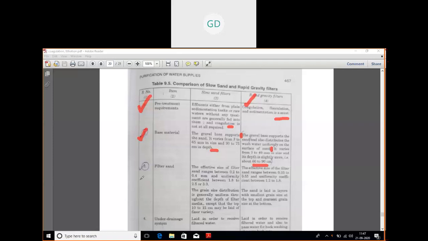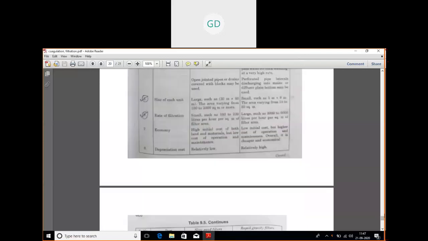And then the third one is about your filter media. For the slow sand filter, the effective size of filter media sand ranges between 0.35 and 0.55 and the uniformity coefficient is 1.2 to 1.8. But here, for rapid gravity filters, the effective size is 0.2 to 0.4 and the uniformity coefficient is 1.8 to 2.5 or 3.